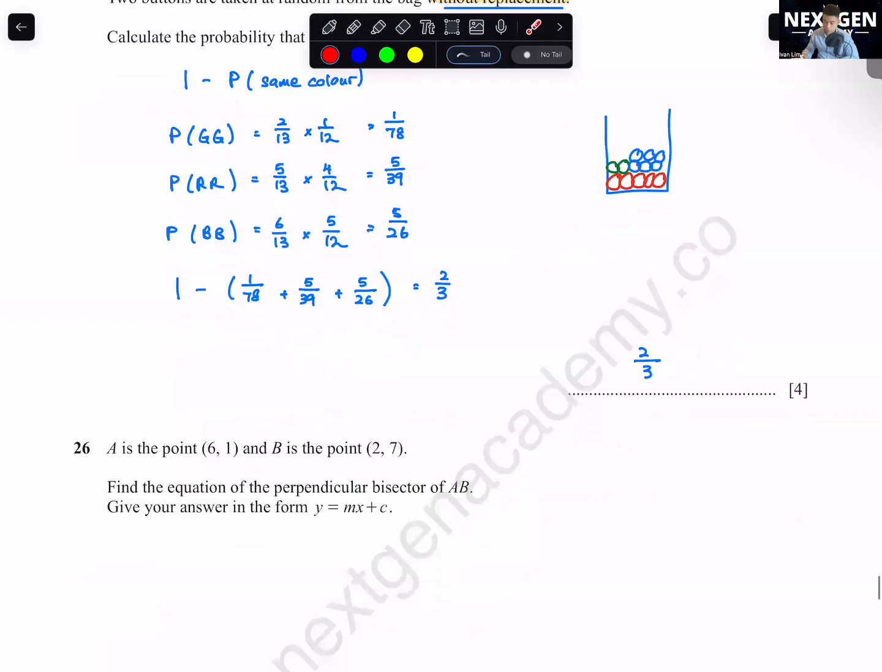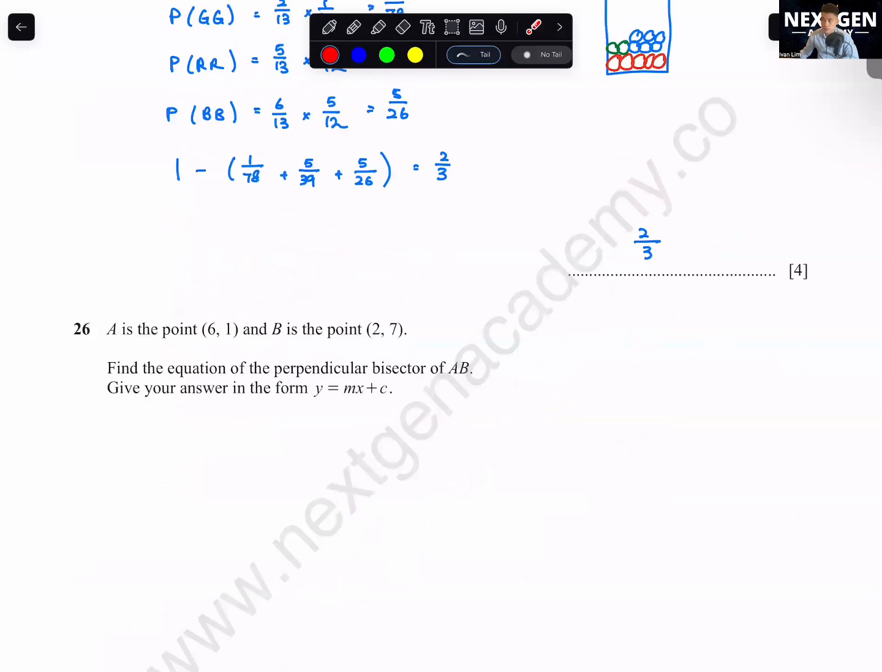Okay, one last one. Question 26. A is the point (6, 1), B is the point (2, 7). Find the equation of the perpendicular bisector of AB. Give your answer in the form y equals mx plus c. This is under your straight line equation question. You need to find the midpoint, you need to find the gradient, then you put into y equals mx plus c to find the c value.